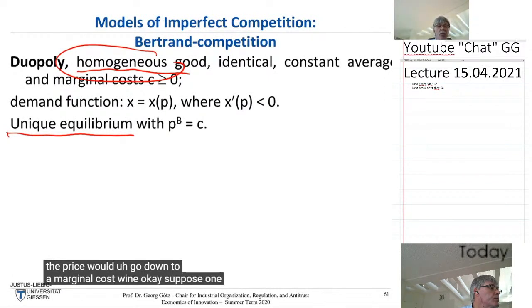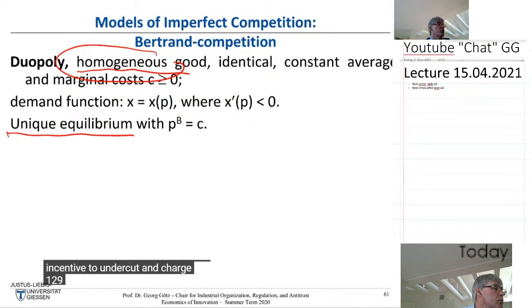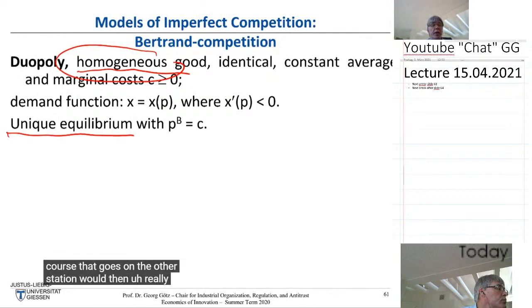Now, suppose they have a marginal cost of €1. One station charges a price of 130. Then the other station would have an incentive to undercut and charge 129, and every consumer would go there to fill his gas tank. And of course, that goes on. The other station would then undercut again and charge 128, and so on. And the only equilibrium you end up with is price equal to marginal cost, which I assume to be €1, which is surprisingly realistic right now. Okay, so that's the Bertrand paradox.